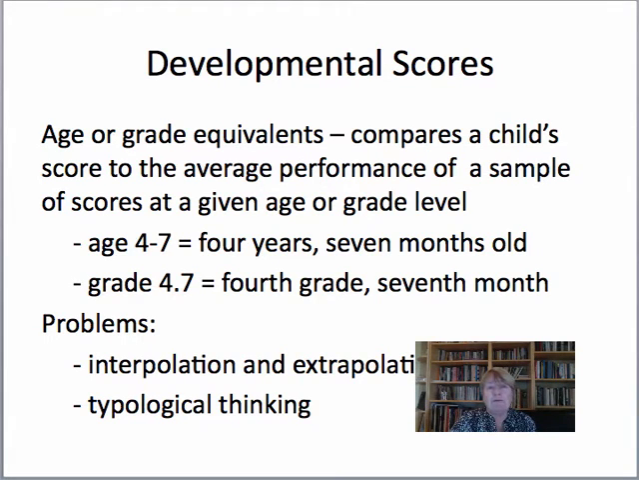The problems with developmental scores have to do with interpolation and extrapolation. Those are two very important words, and I want you to remember them, and I want you to understand what they mean. And I'll be showing you a picture of that in a moment. But essentially, when we get age and grade equivalents, it would be ideal if we could go out and test a group of students in every single age or every single grade level.